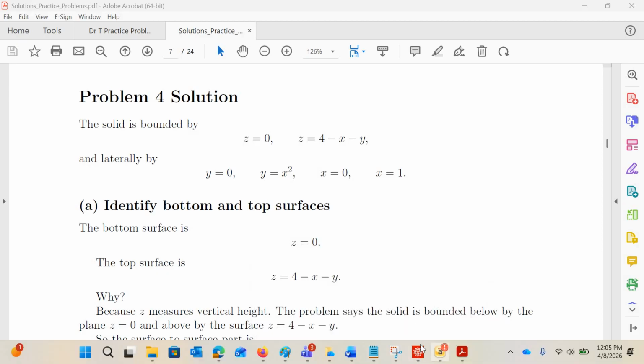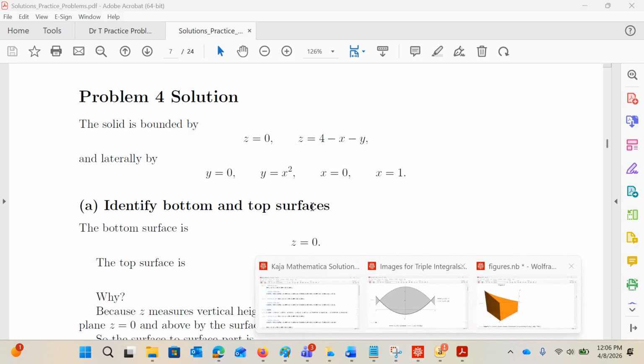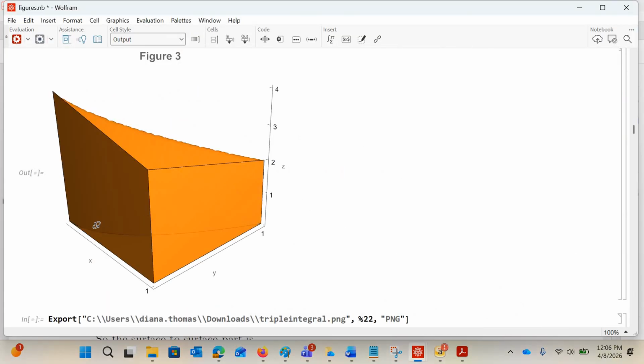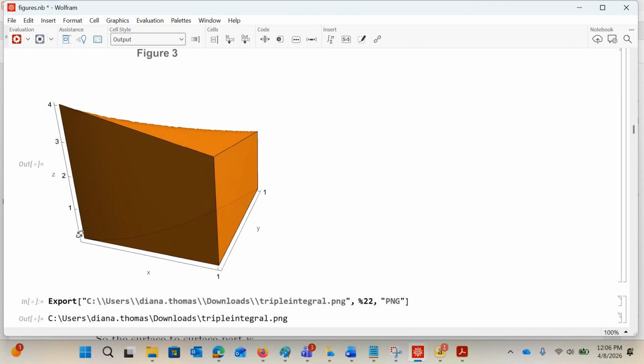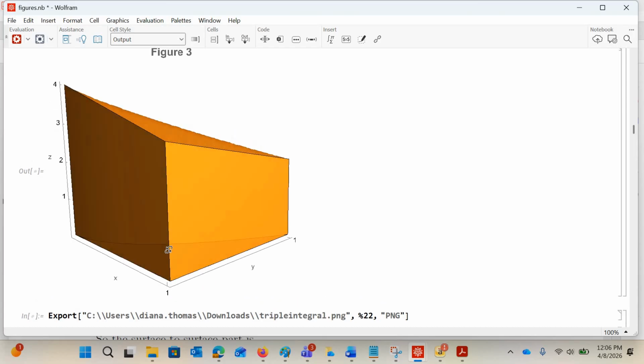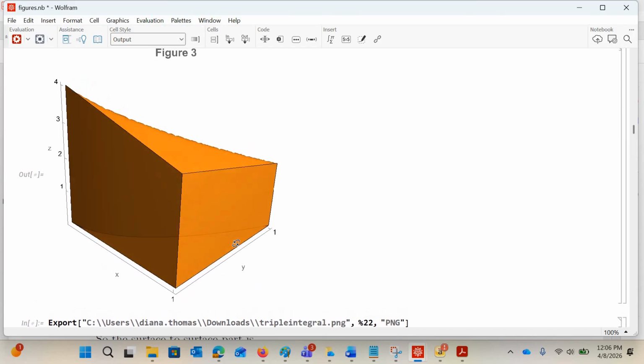So if I look at this figure over here, I'm going to give it to you here. Here's figure 3. It was kind of difficult for me to get these labeled, but here what you're looking at is the z-axis. The x-axis is from 0 to 1, and this is from 0 to 1 on the y-axis. So I can actually rotate this around and see it.